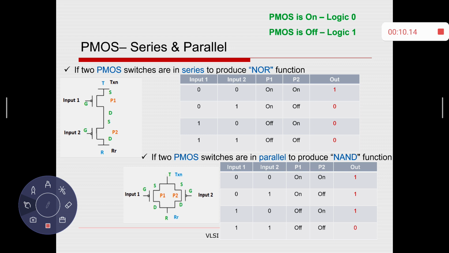When both inputs are equal to 1, both transistors are off. So the input does not reach the receiver end. So the output is 0. So the conclusion is, when two PMOS transistors are connected in parallel, they act as a NAND function.